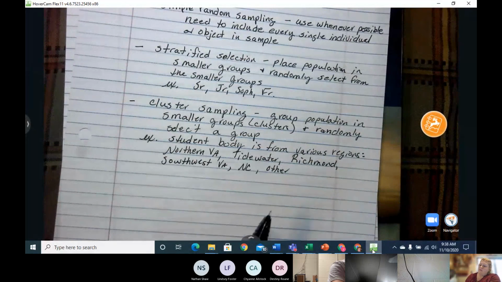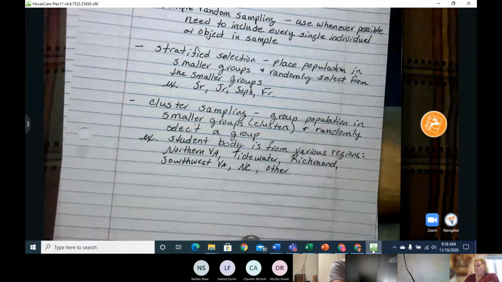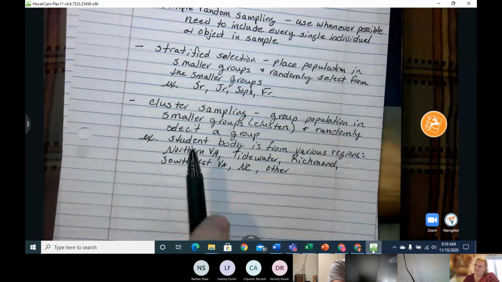And so we might randomly select people from Tidewater and people from other places, everybody from those particular groups, to get our information from. Not randomly select from each of those groups, but those particular groups only. That's the difference between cluster versus stratified.